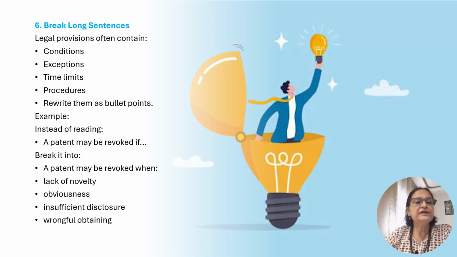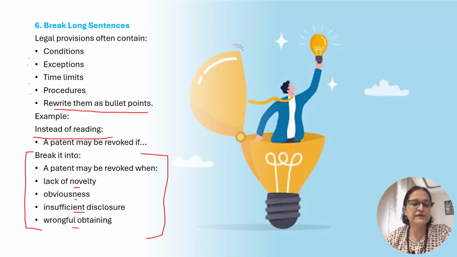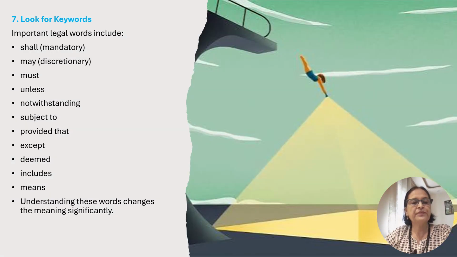Legal provisions usually contain conditions, exceptions, time limits, procedures, and you must rewrite them as bullet points. For example, instead of reading "a patent may be revoked" as a long section, break it down into smaller sections. A patent may be revoked when there is lack of novelty, lack of obviousness, insufficient disclosure, wrongful obtaining. So if you break your sentence into smaller sections, then it will be easy for you to understand that section. And repeatedly, I'm telling you, understand the gist of that section first of all.